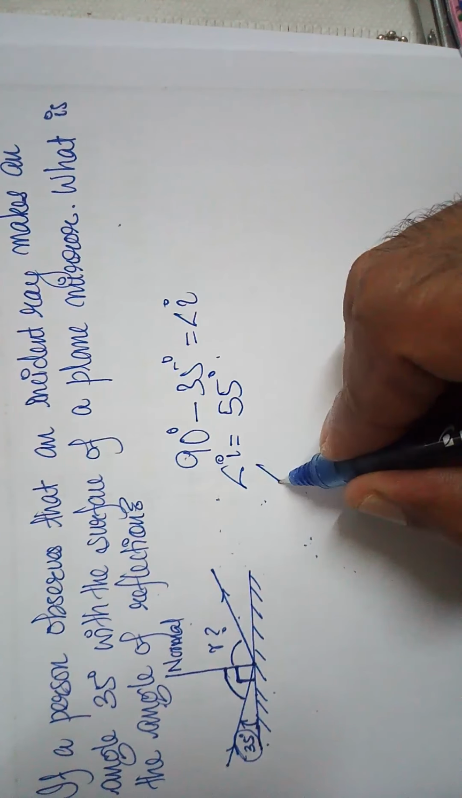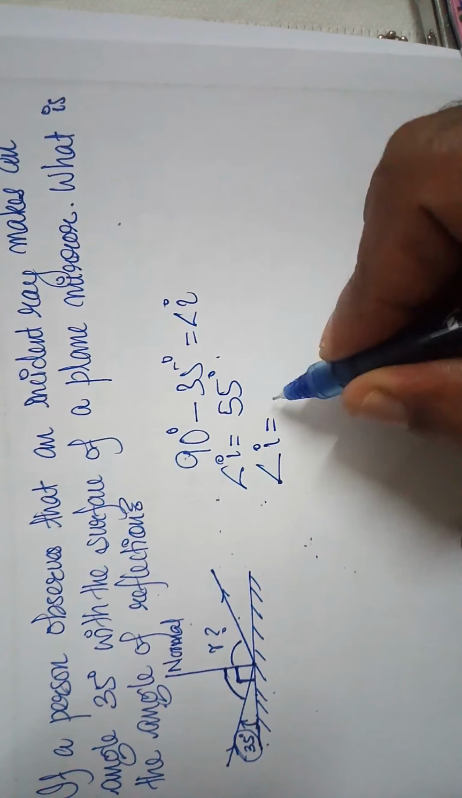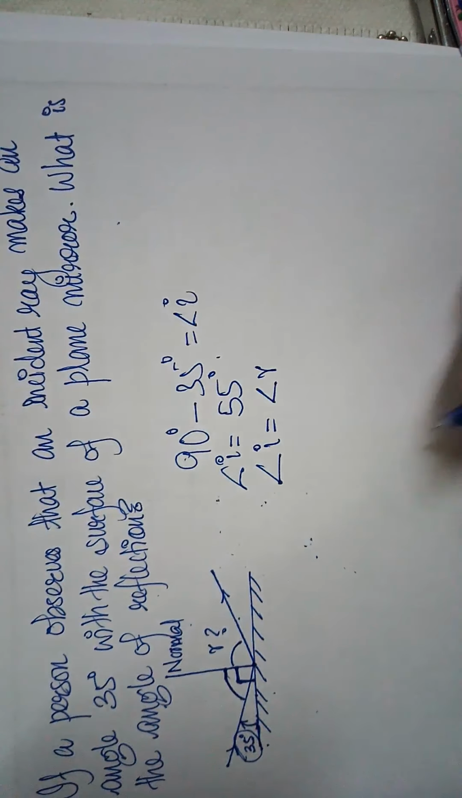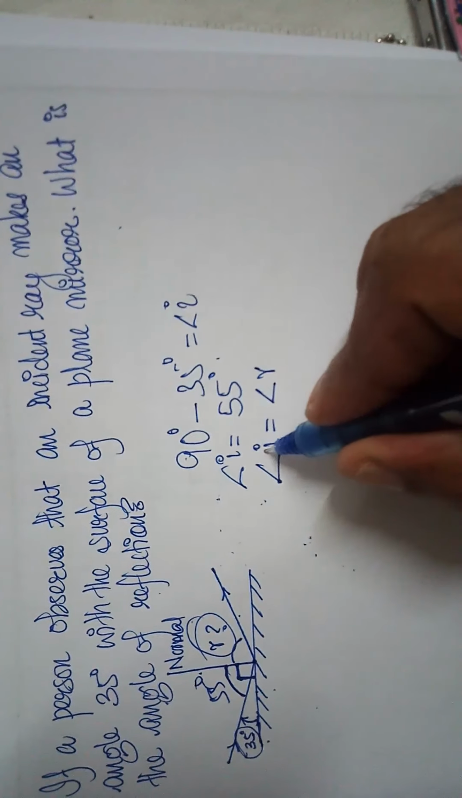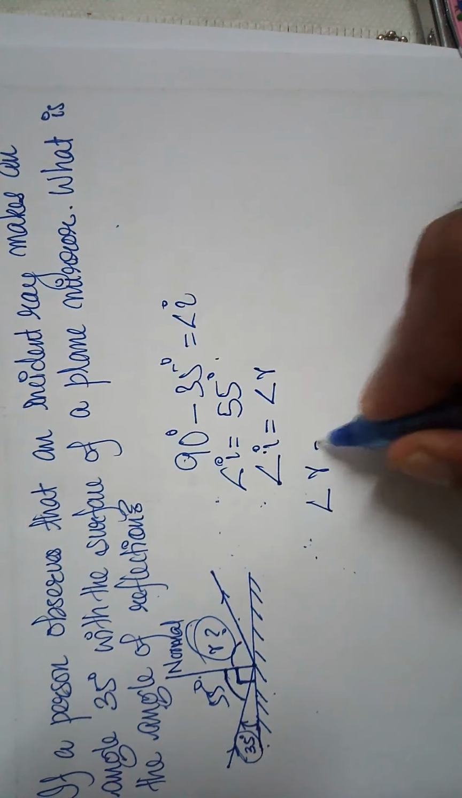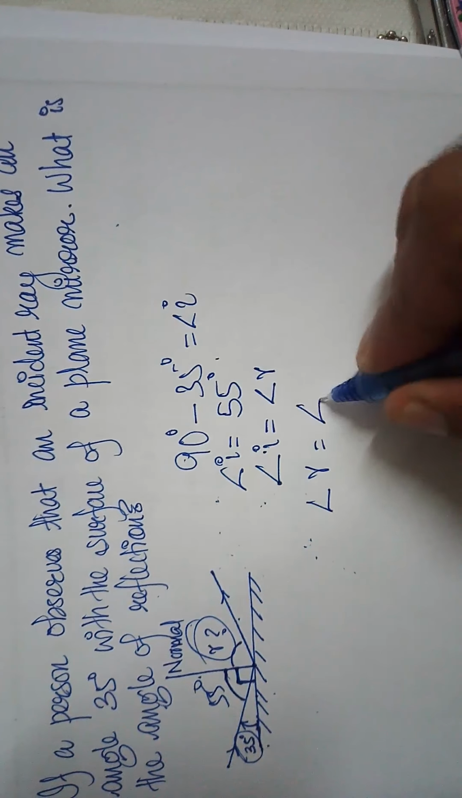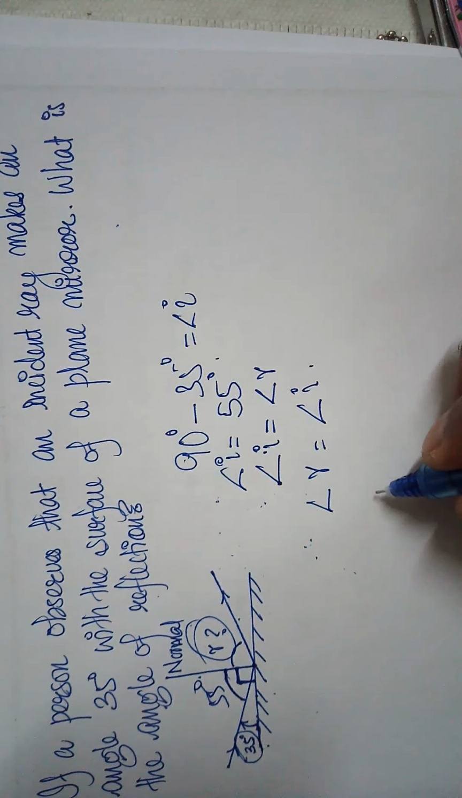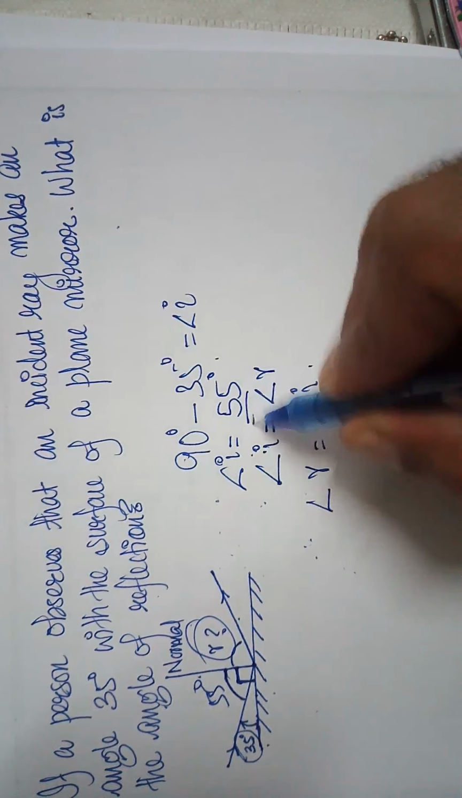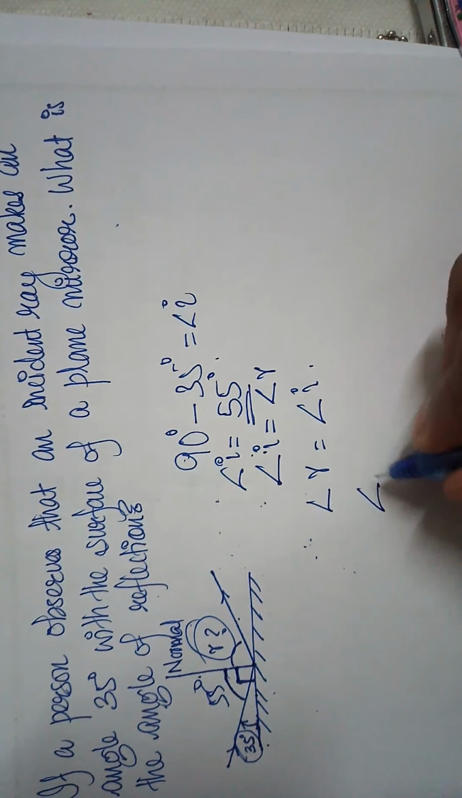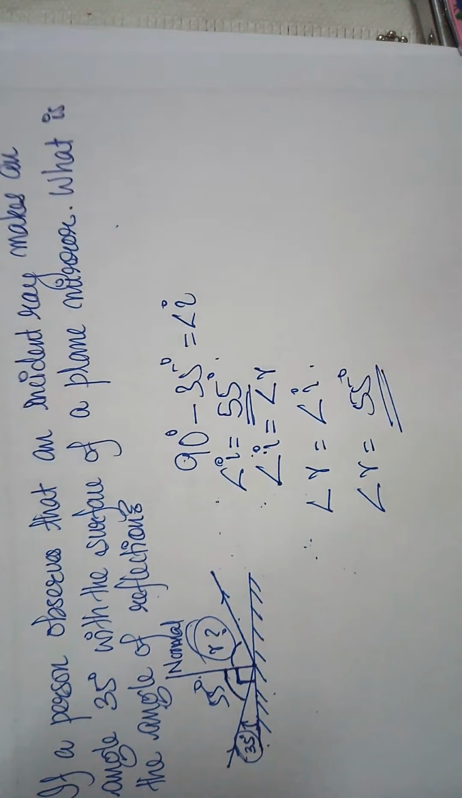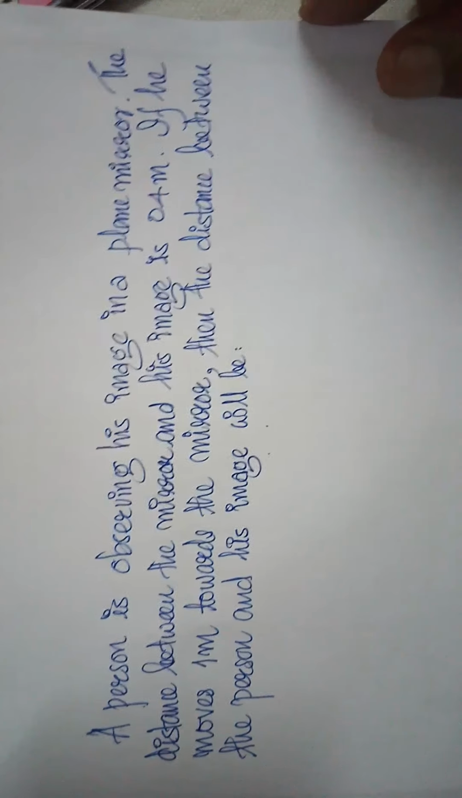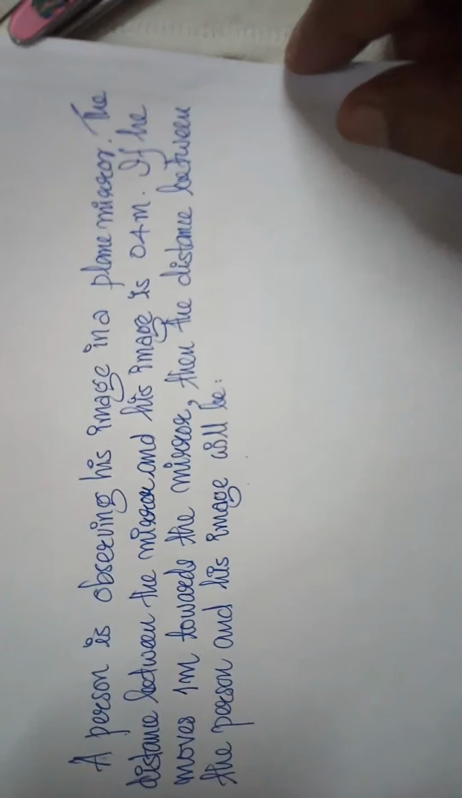So you know the angle of incidence is equal to the angle of reflection. If this is 55 degrees, angle R will be equal to angle I. That is, if the angle of incidence is 55 degrees, the angle of reflection will be 55 degrees itself. That's a simple problem.